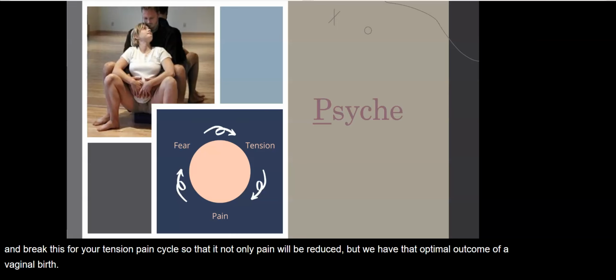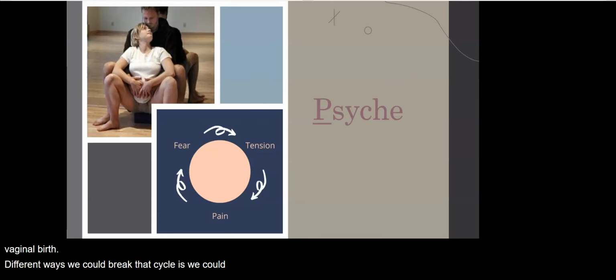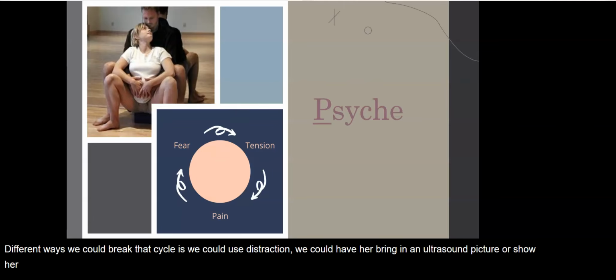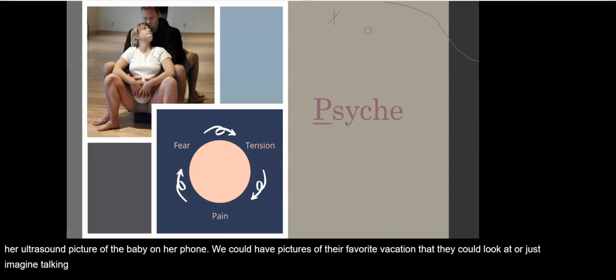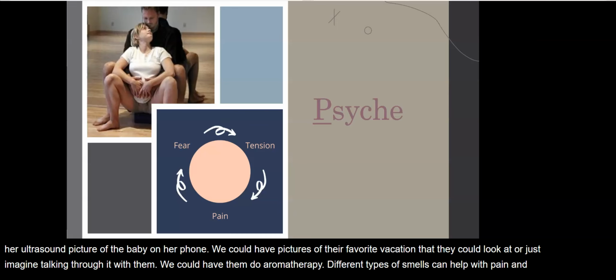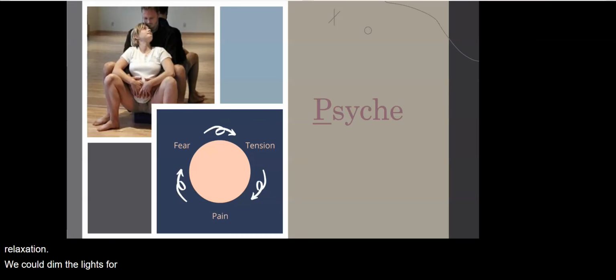Different ways we could break that cycle is we could use distraction. We could show her an ultrasound picture of the baby on her phone. We could have pictures of their favorite vacation that they could look at or just imagine, talking through it with them. We could have them do aromatherapy. Different types of smells can help with pain and relaxation. We could dim the lights for her. We can play soothing music. Anything to help distract her mind and break that cycle.